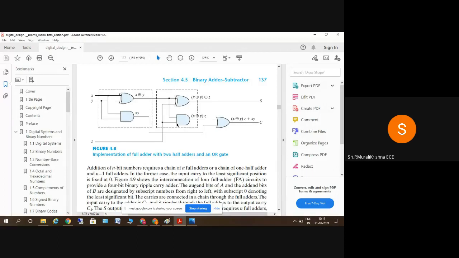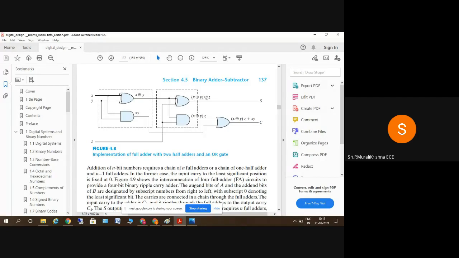Clear? So this is a diagram here. So this is how we have to implement a full adder using two half adders. So the carry will be the different one here. So we'll get a different equation, but the output will be the same here. The output is the same.